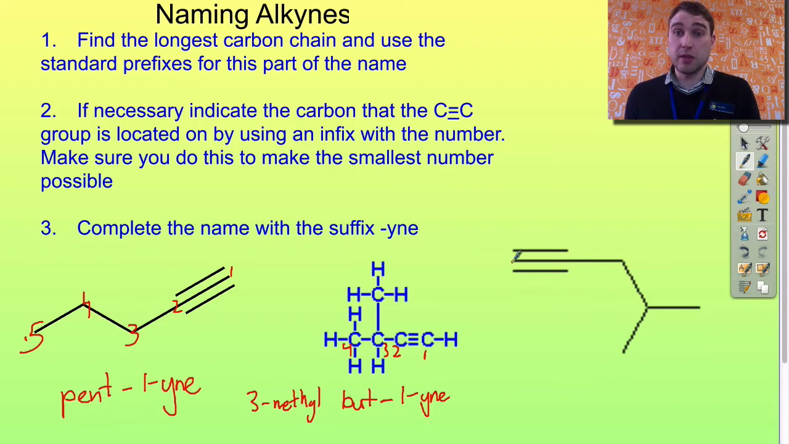This one over here, let's have a look. So 1, 2, 3, 4, 5. I could number that one 5 if I wanted to. So we've got pent. On carbon 1, we've got the alkyne group. And then on carbon 4, we've got a methyl group. And there we go. Now, the important thing is that I'm numbering, this is more important than the side chain. So we want to number so that the triple bond number is lower.